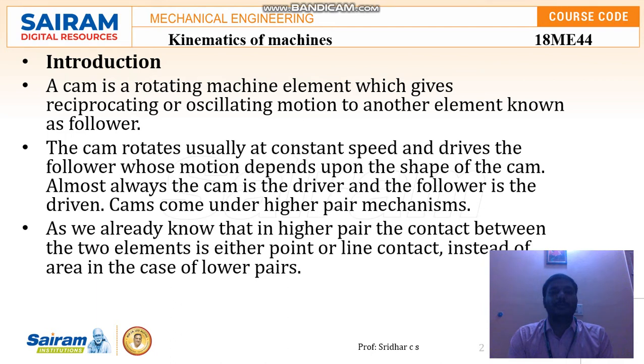transmitting element. Both the elements should have a relative motion to each other, whether it might be in the form of a lower pair or in the form of a higher pair, but both elements should be in relative motion to each other. As we know, a minimum of two elements is required to transmit any motion or any mechanism.